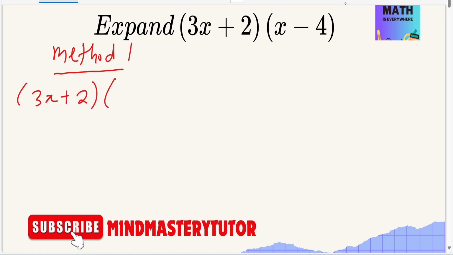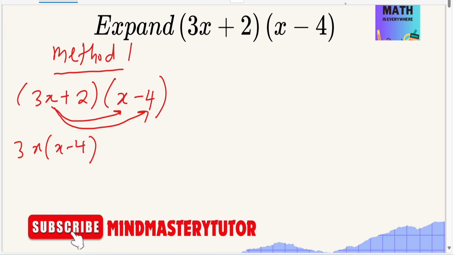So 3x plus 2 into bracket x minus 4. So it's very simple. So what you do, your 3x utamultiply kwa x, and the same 3x utamultiply kwa negative 4. Sawa mpaka hapo. So 3x into bracket x minus 4. Na 2 utamultiply kwa x, na hiyo the same 2 utamultiply kwa negative 4. So plus 2 multiplied by x minus 4.